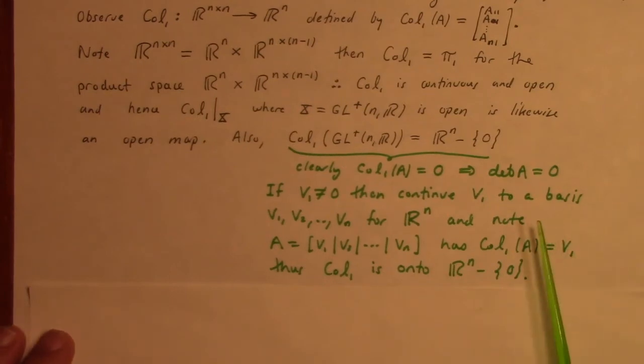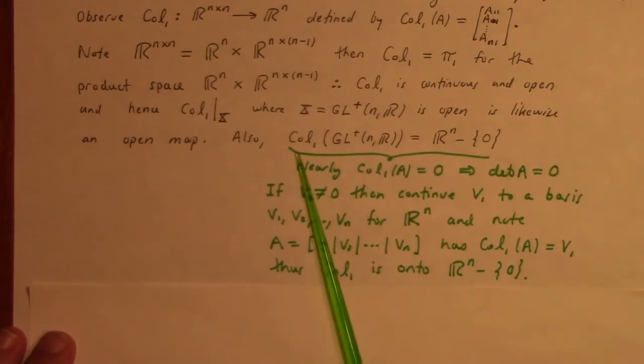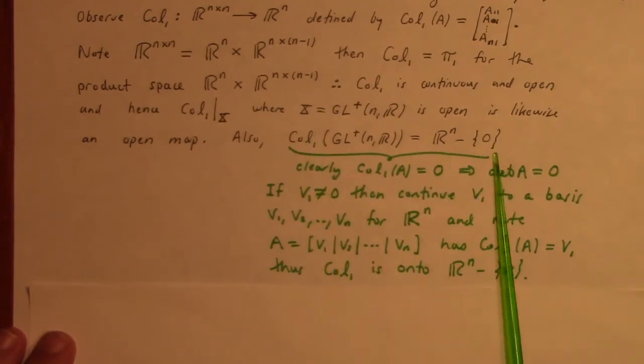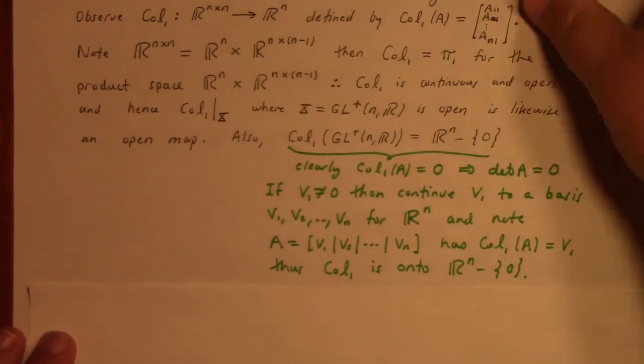This kind of extend-to-a-basis argument is very sneaky, and we'll use it again here. But this proves that the column 1 map is a surjection onto that space, for what it's worth. All right, then what?